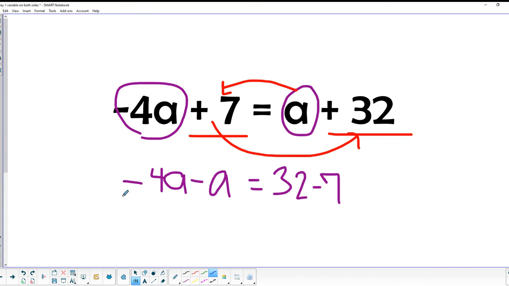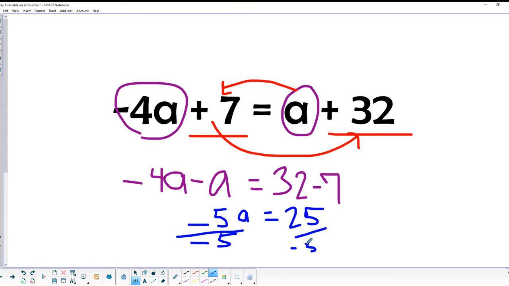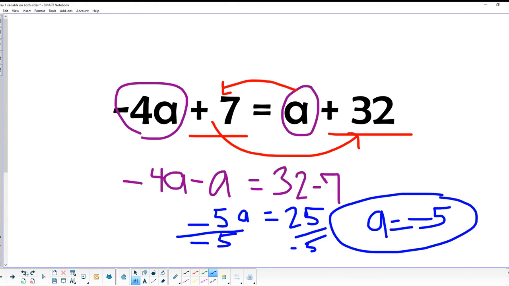So let's combine our like terms. Negative 4a minus a is negative 5a. And 32 minus 7 is 25. And we divide by negative 5. And 25 divided by negative 5, well, that's just negative 5, because negative 5 times negative 5 is positive 25. So there you go.